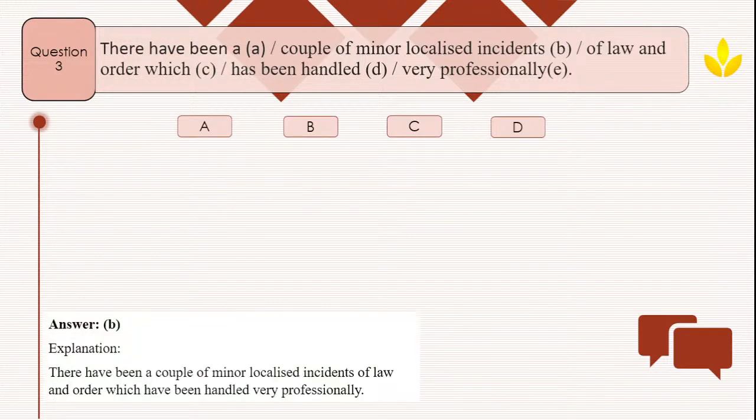So here is the explanation. The correction is given, but the explanation is not given. The explanation is incidents is plural, so this is the subject. So the verb here should also be plural. Next question.